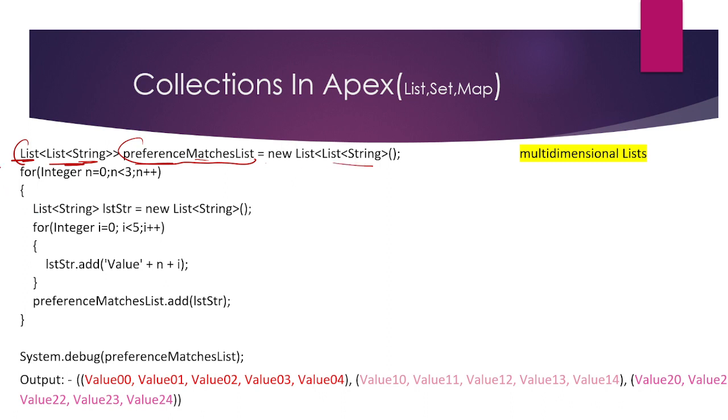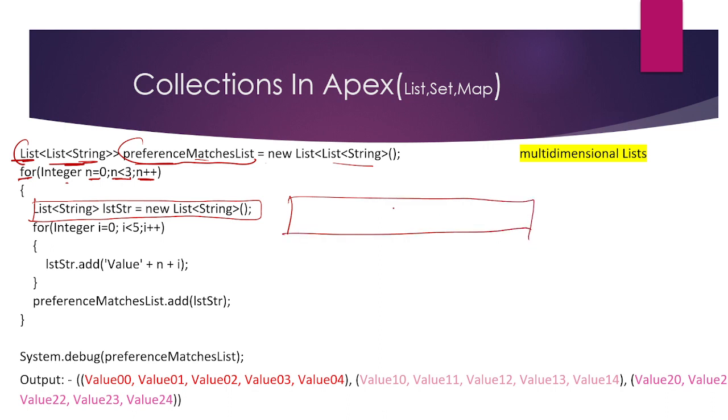For how we can store the values here, we run the for loop. I hope you know how to run a for loop: for integer n equals 0, n less than 3, n plus plus. Now again we define a new list to store the values in a list. Suppose this is our list of size 3, indexes 0 1 2. Now I want to store the new list here. Integer i equals 0, i less than 5, i plus plus.